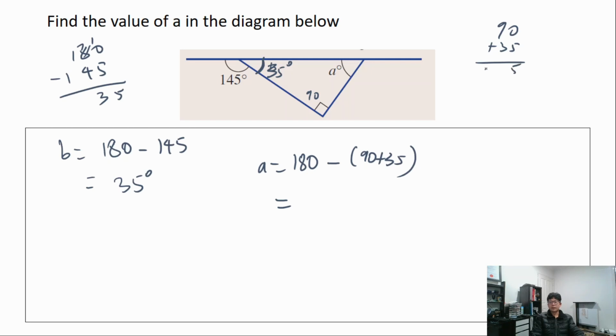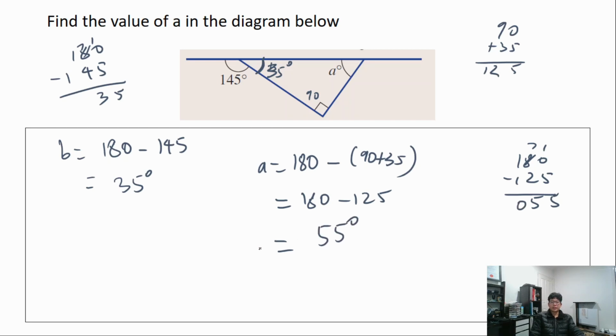5 plus 0 is 5, 9 plus 3 is 12. 180 minus 125, and let's do 180 minus 125 over here. 10 minus 5 is 5, 7 minus 2 is 5. And 1 minus 1 is 0. So we know that A equals 55 degrees. So let's just write that over here, A equals 55 degrees, and give yourself a tick if you got that correct.